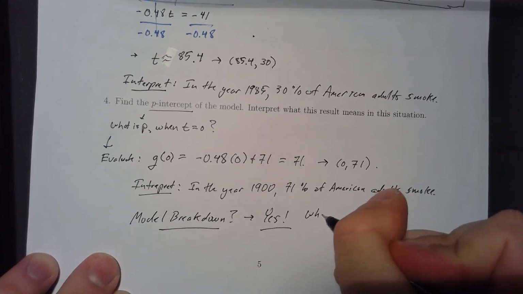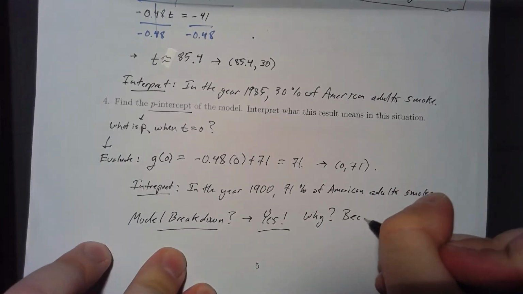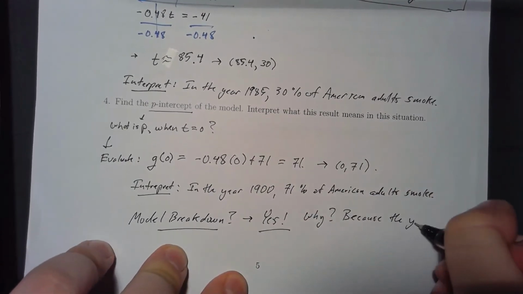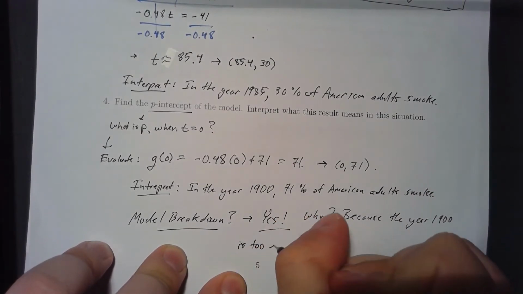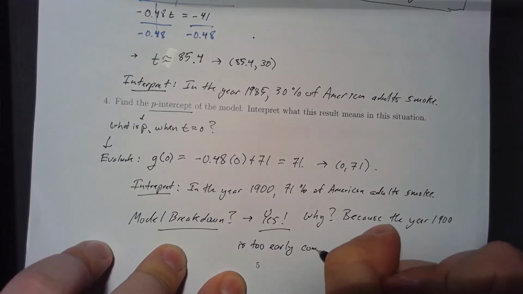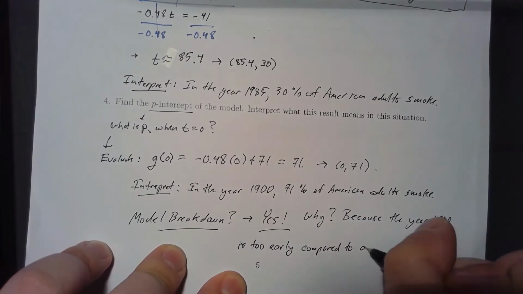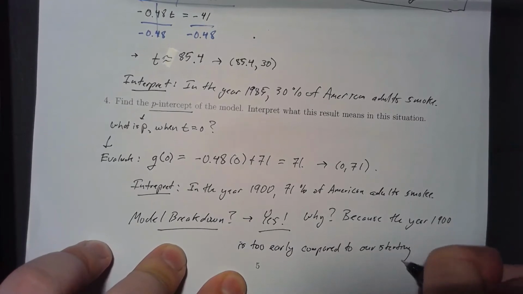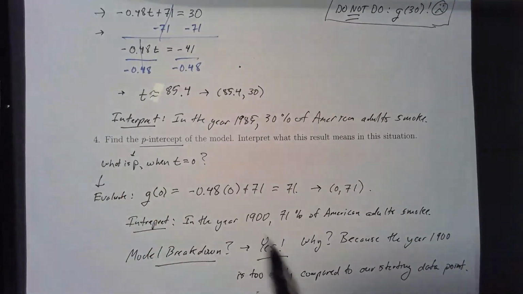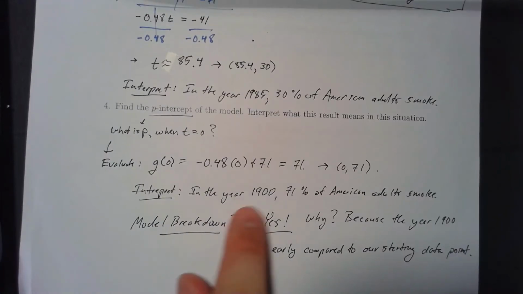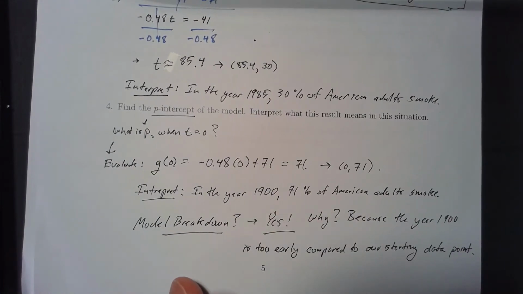Why? Because the year 1900 is too early compared to our starting data point. Our starting data point was the year 1970, but 1900 was too early compared to that, so the confidence of this result is limited. That's why it's model breakdown.